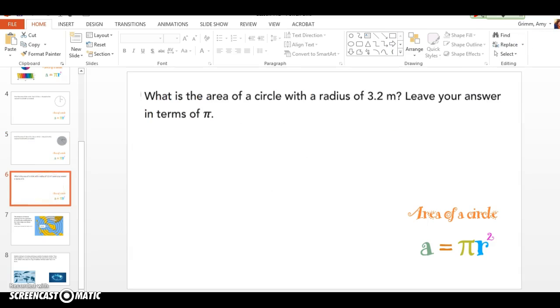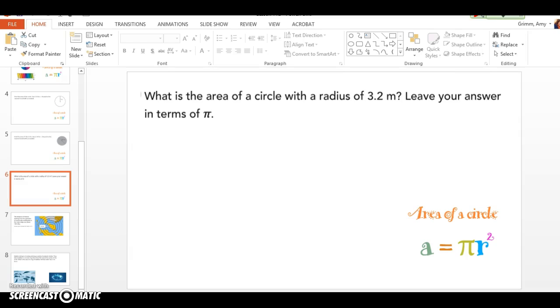All right, what is the area of the circle with a radius of 3.2? Leave your answers in terms of pi. So everything up to this point has been what type of answer? Exact. Everything's been an estimate up to this point, right? Because it's had 3.14. This is the exact because they want you to leave it in terms of pi.